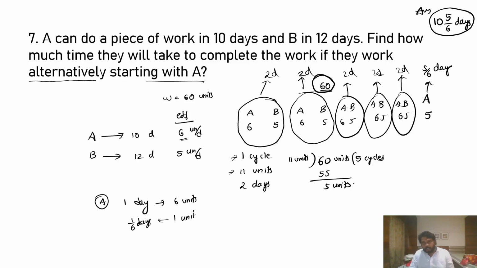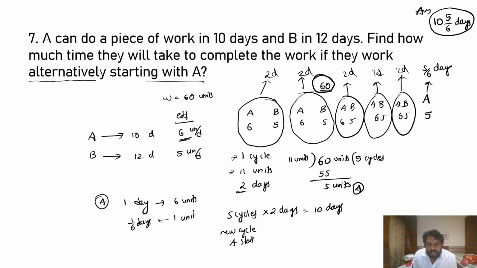Who will come and work? A new cycle starts with A. So 5 cycles now, each cycle is 2 days. So 5 cycles would be 5 into 2, which is 10 days. You got 10 days still here. And then A is capable of doing 6 units per day. Now the new cycle, A starts and he'll complete only 5 units. So the time taken would be 5 by 6 days. So the answer would be 10 plus 5 by 6, 10 and 5 by 6 days. That's how you can solve the problem, guys.